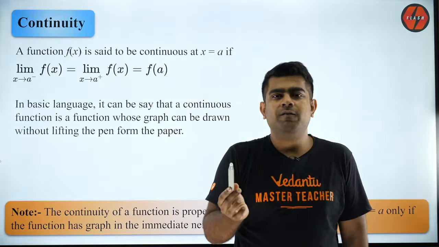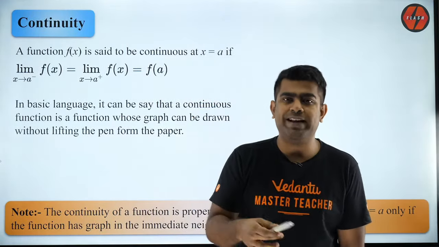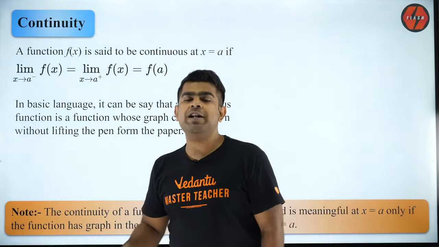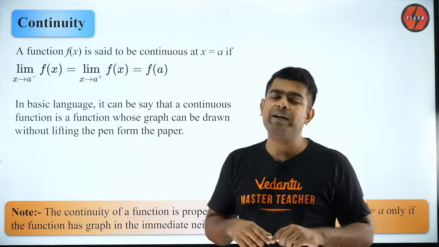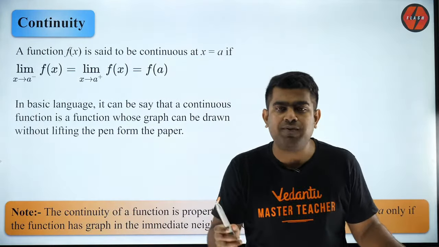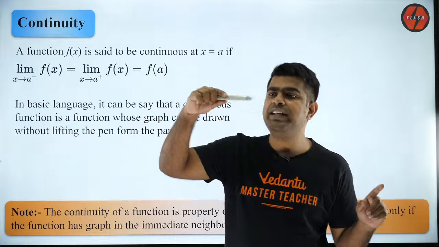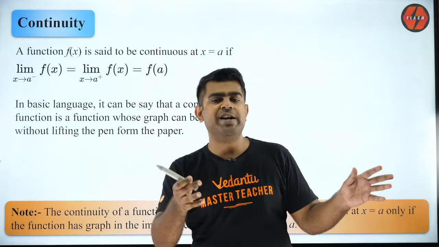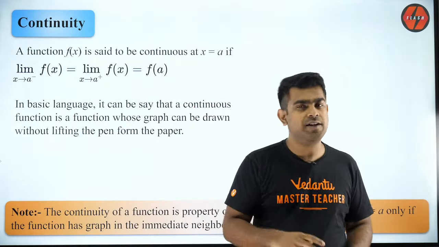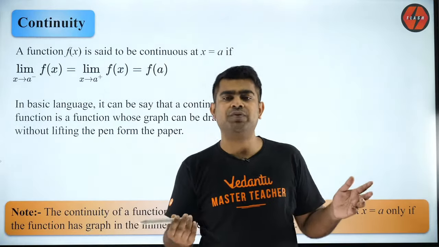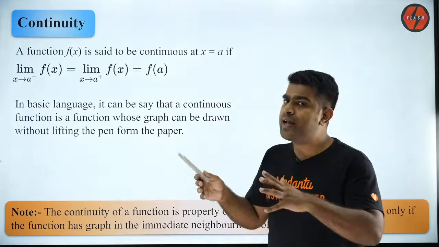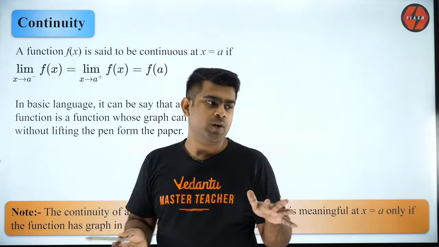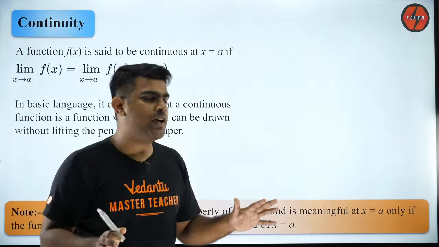That is a very basic form of explaining it. Although I wouldn't say it is 100% right, it is a good representation. So if you can draw the graph of any function without lifting your hand off the paper, then you can say that it is a continuous function. But it has to satisfy the conditions of a function. I hope you guys know that. But what is the mathematical way to define it?